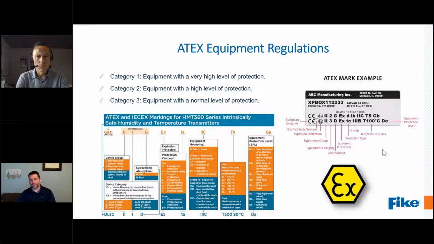So we talk about the ATEX markings, and I borrowed this slide from the presentation last week as it was better than the one I had. This is your ATEX marking. If you've got a hazardous location, all of your electrical equipment has to have these stamps on it. That's going to identify the explosion protection, equipment group and category, the environment for it, is it gas or dust, protection type, temperature class, things like that.